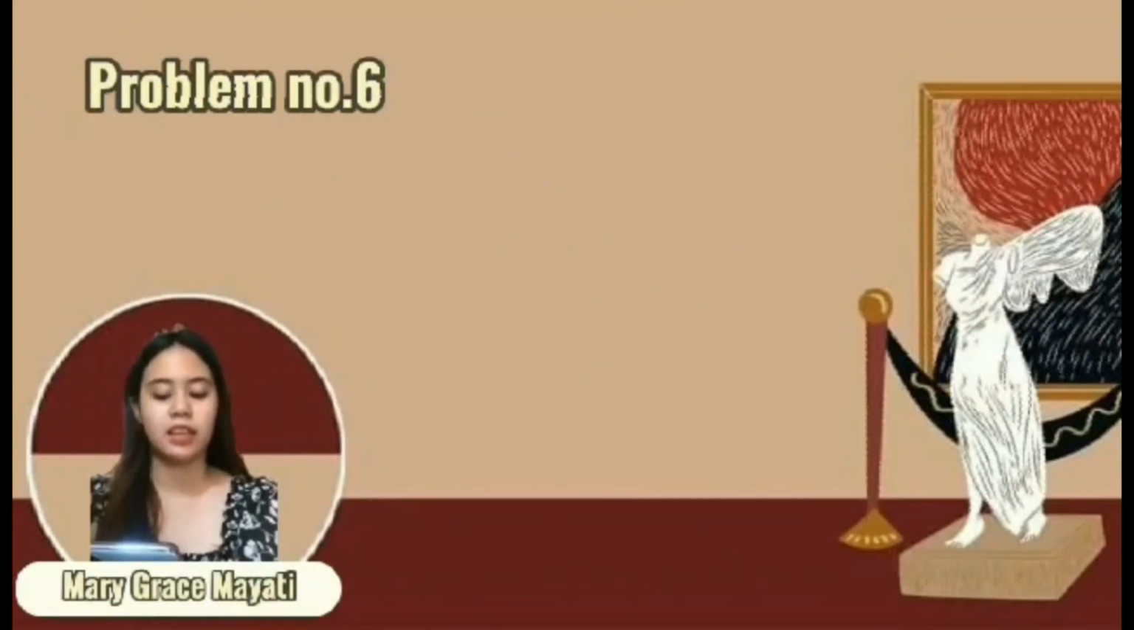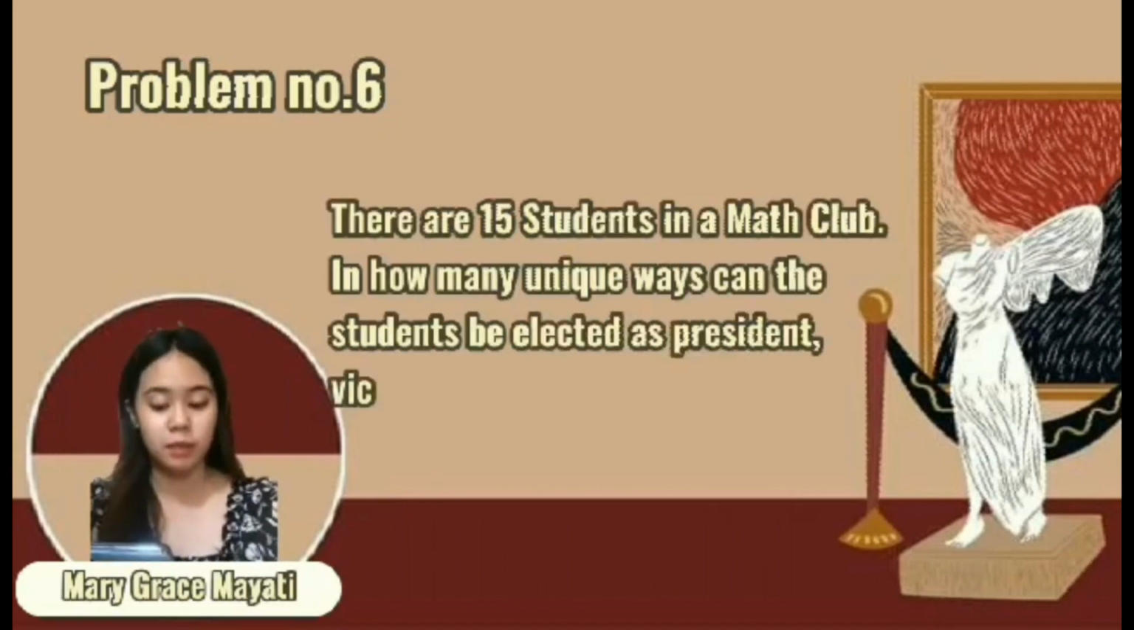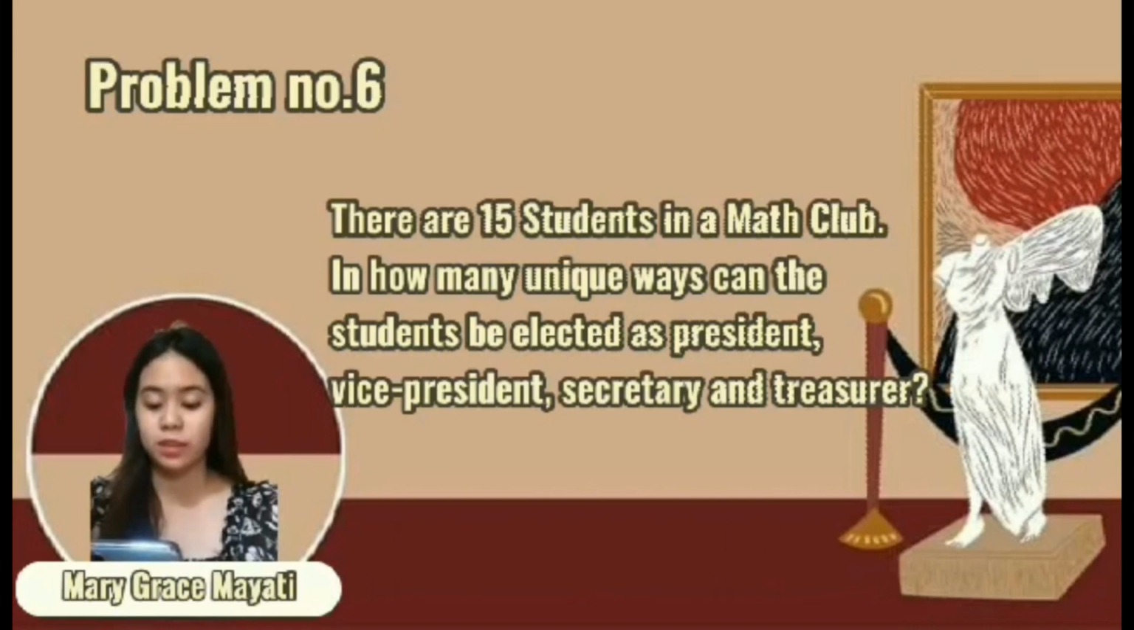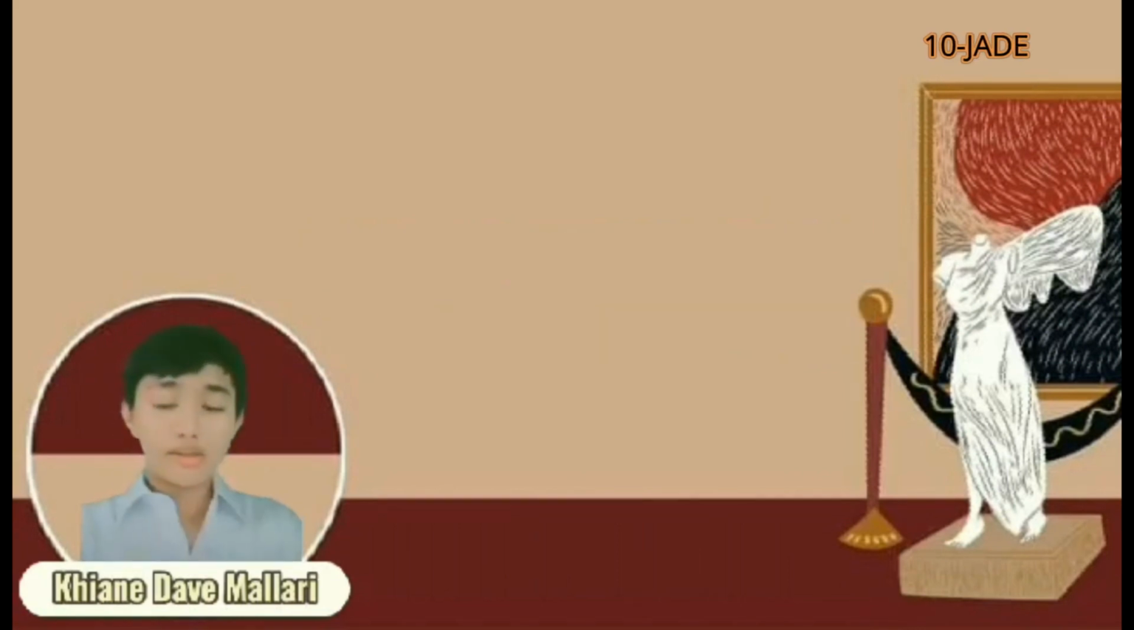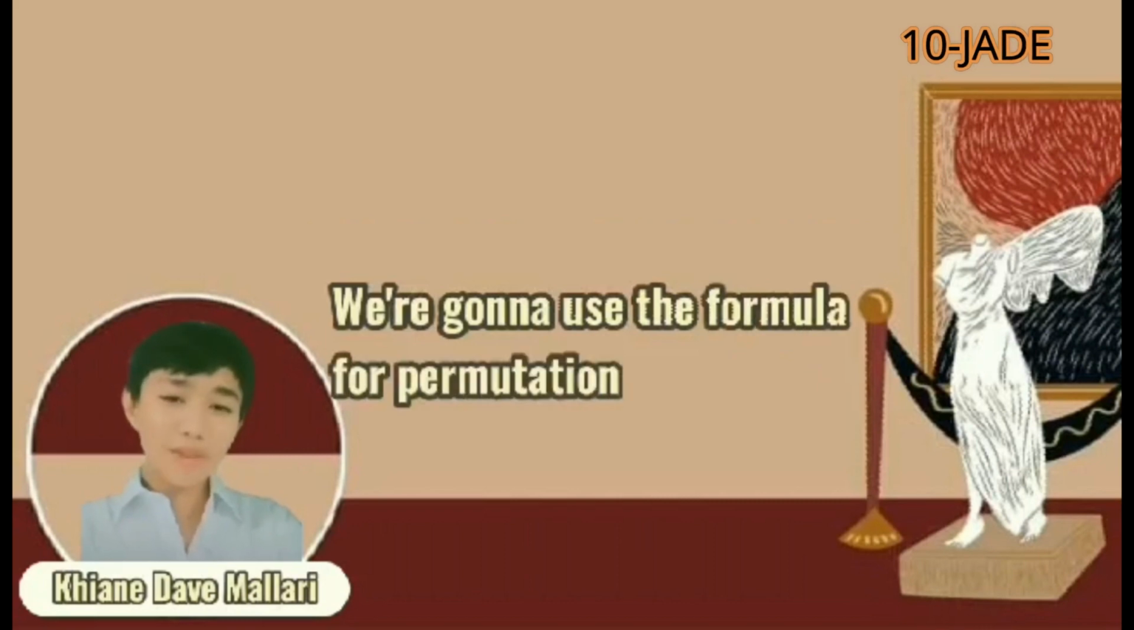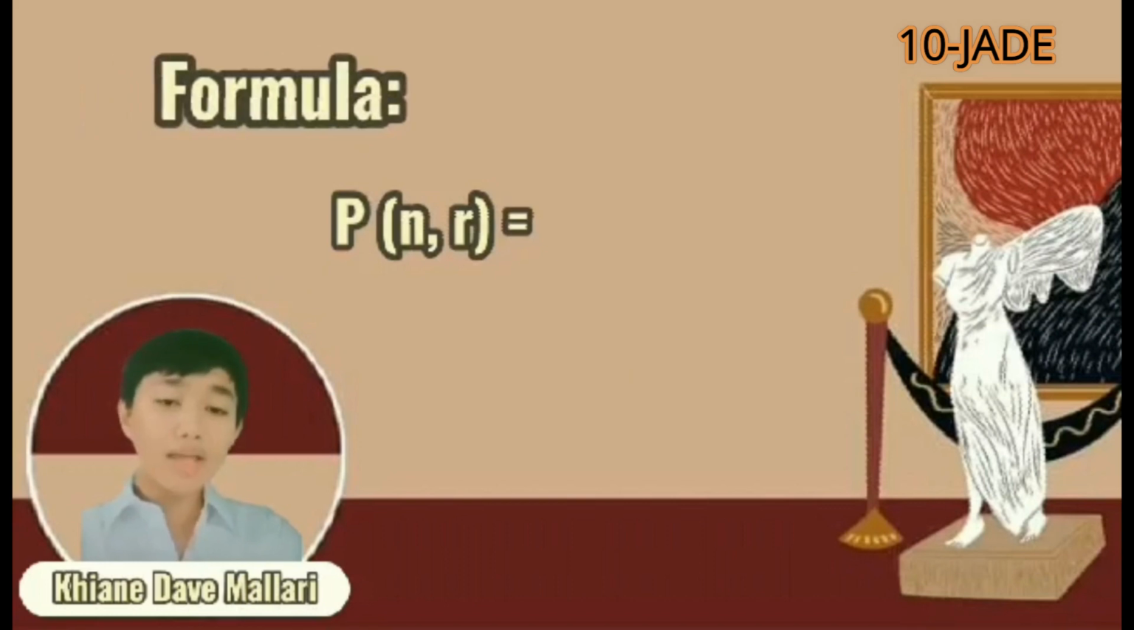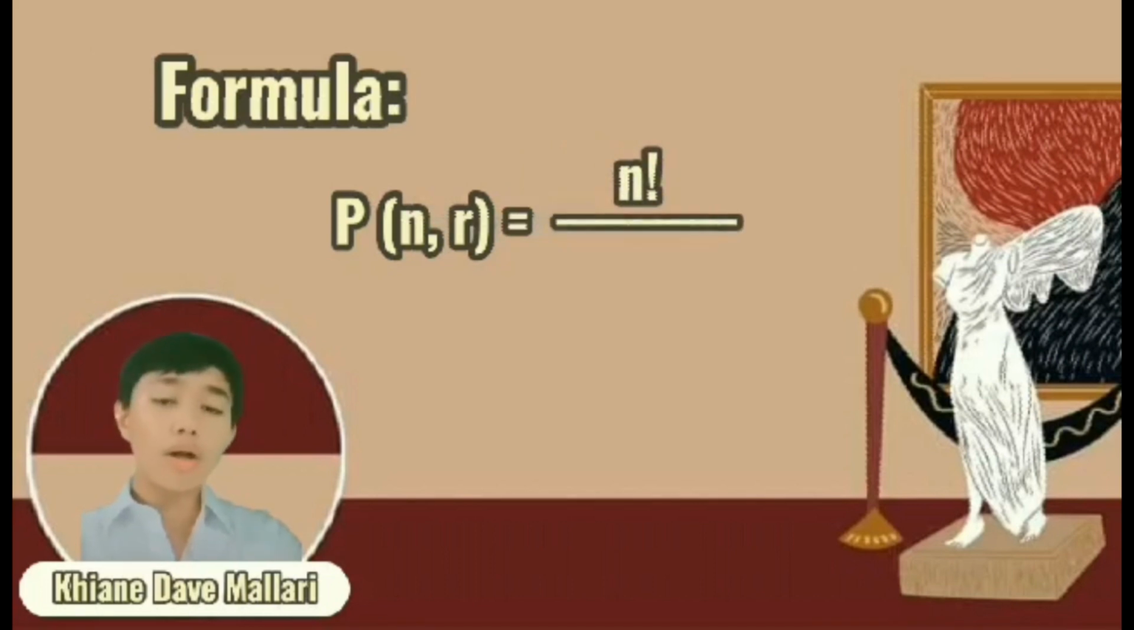Problem number 6. Arrangement or permutation. There are 15 students in a math club. In how many unique ways can the students be elected as president, vice president, secretary, and treasurer? We can identify that it is a permutation question by the keyword unique. Since it is a permutation problem, we're going to use the formula for permutation, which is P of n, r is equal to n factorial over quantity n minus r quantity factorial.